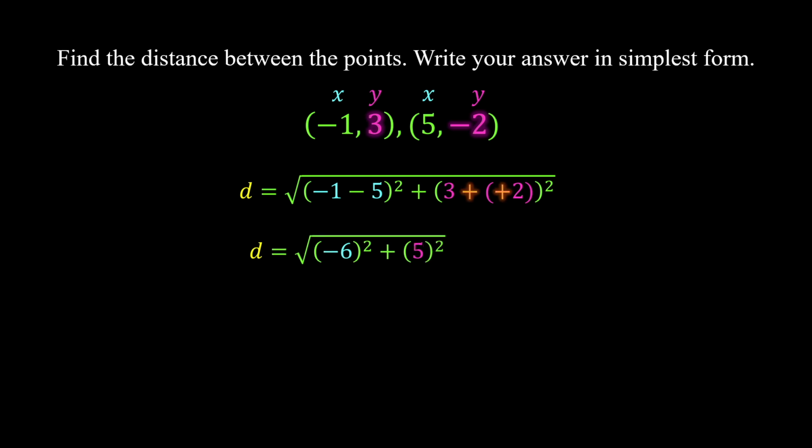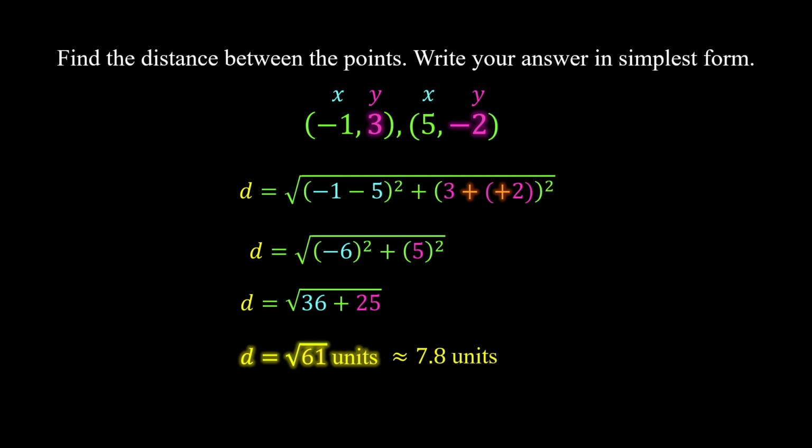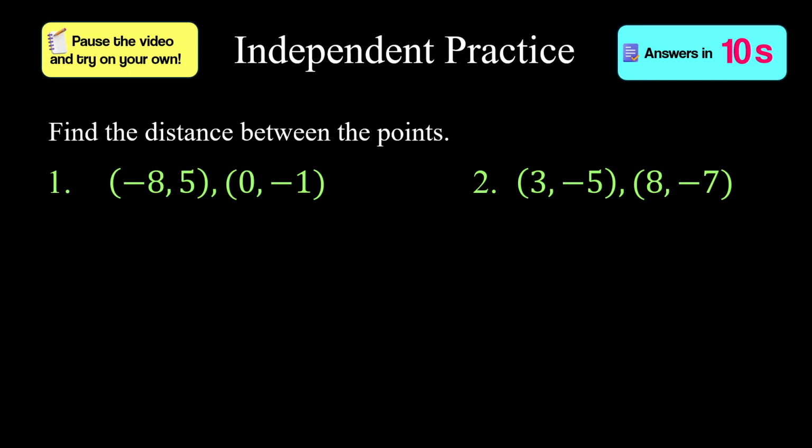Then square the numbers. -6 squared equals positive 36. Remember that squaring a negative number always turns out positive. 5 squared is 25. Adding them, we get the square root of 61. Since 61 does not have any perfect square factors, it's in simplest form, which is approximately 7.8 when expressed as a decimal. Now it's your turn.